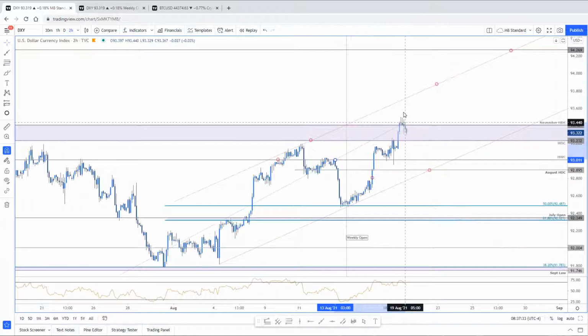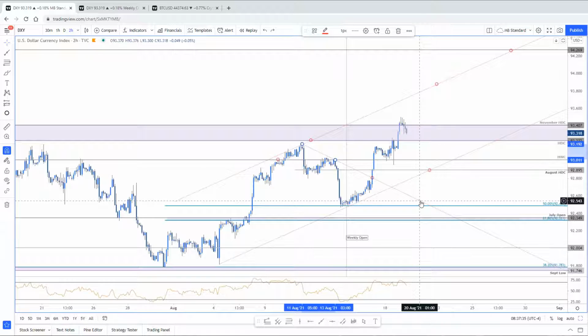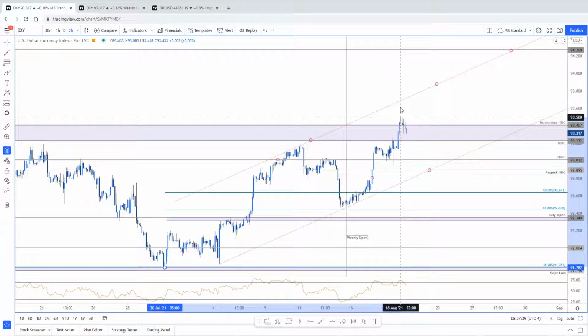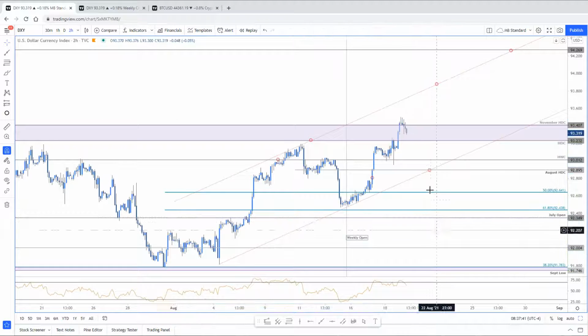Let me also adjust. Sorry about that. That retracement for you. Here we go. Any questions on DXY?